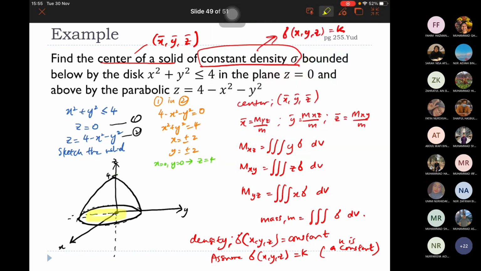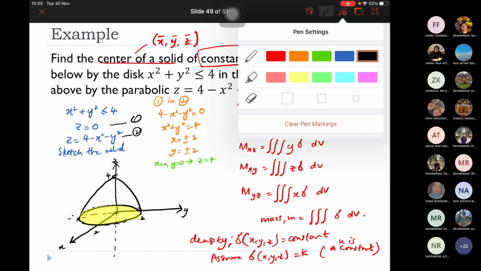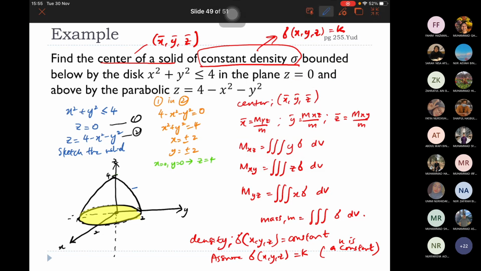So dekat tapak bawah ni adalah dia punya region R, yang mana this one akan ada 2, 2 and so on. Dan ini adalah equation Z sama dengan 4 tolak X squared tolak Y squared.